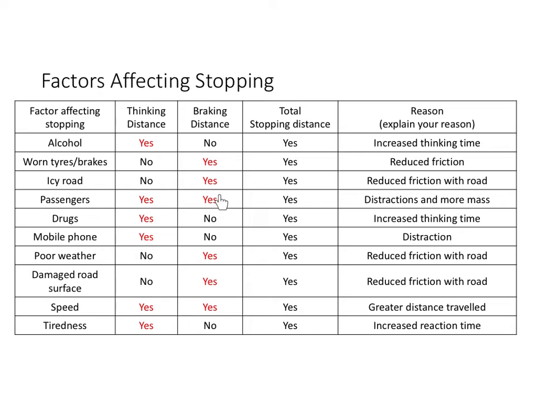Here we're talking about passengers. We could say mass. There's more mass, therefore we'd have to provide more force and more work needs to be done to stop the vehicle, which increases our total stopping distance. And again, speed, like passengers, increases both the thinking and the braking distance, so it increases the stopping distance.